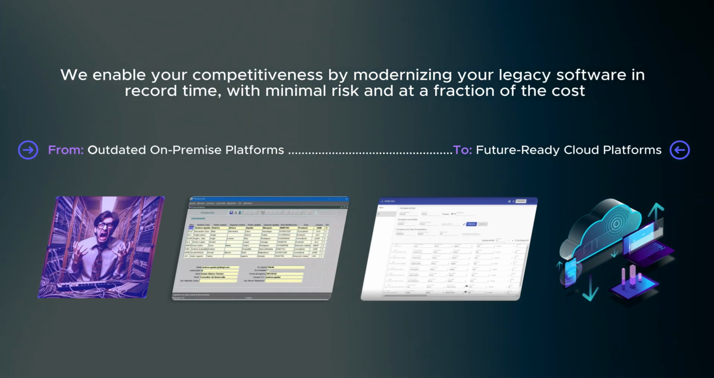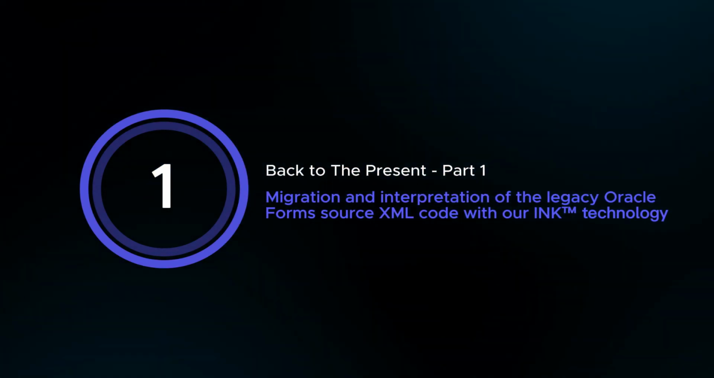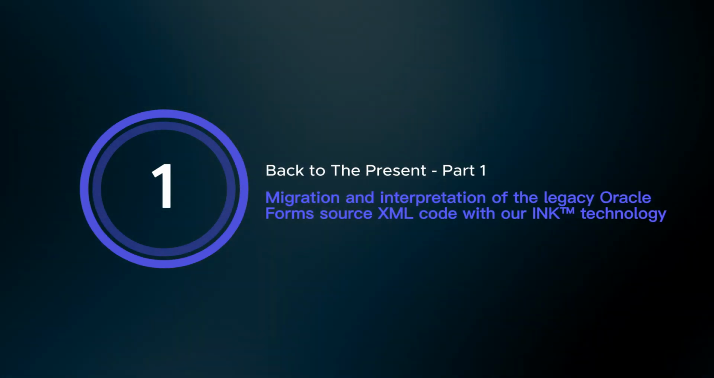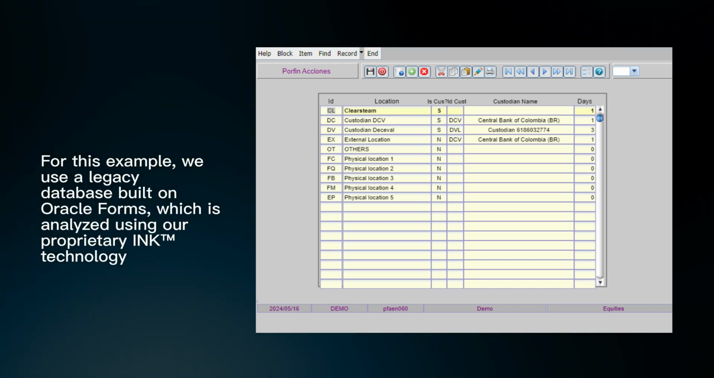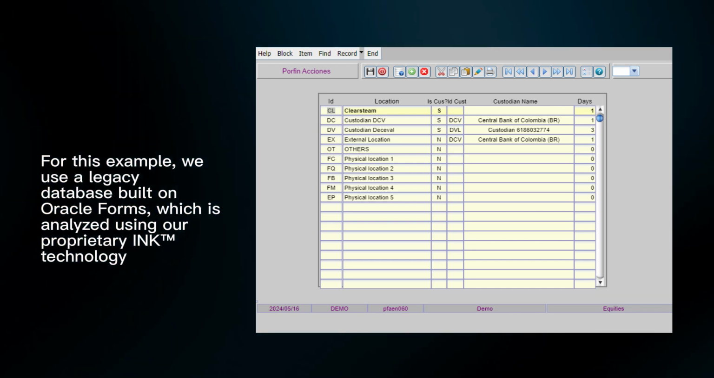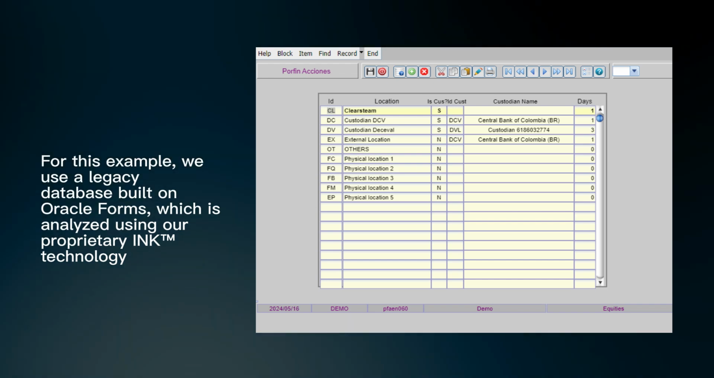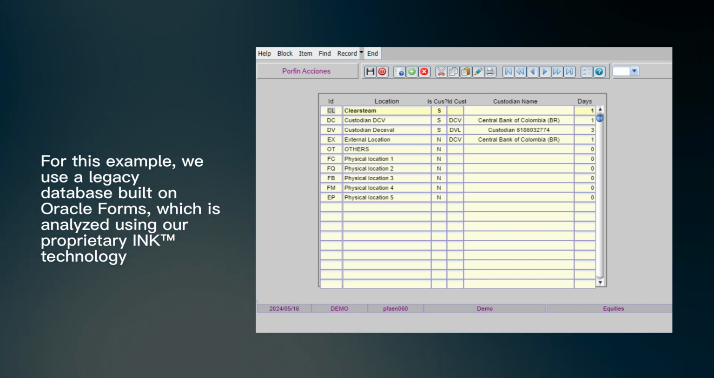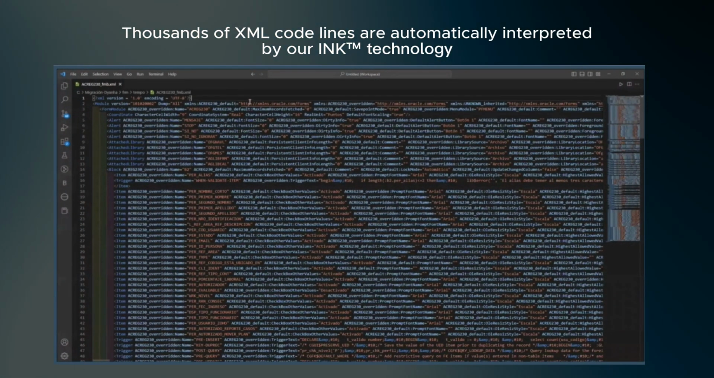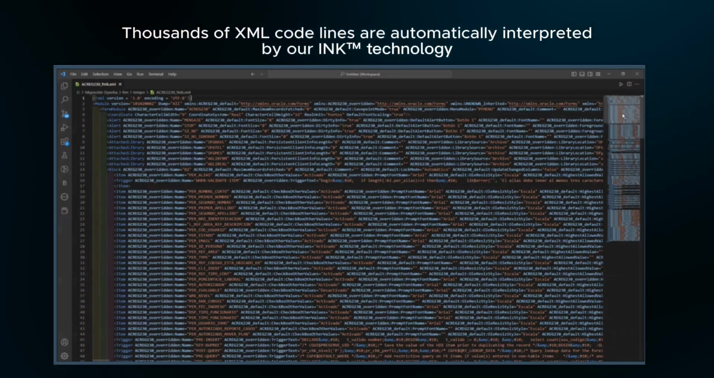Let's now have a look at how our service works. For this example, we are going to take a legacy system, a human resources administration database, developed originally in Oracle Forms. It will show the modernization process of a screen, in which the employees of a company are managed. As input for the process, we are going to use its source XML code.